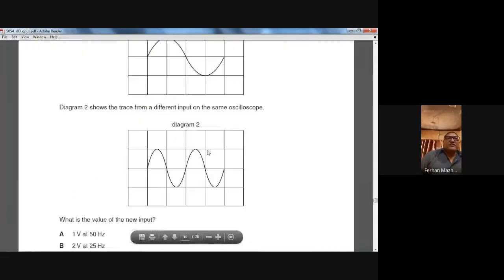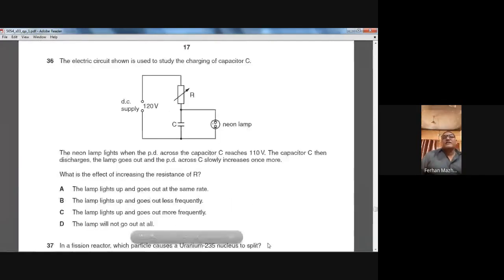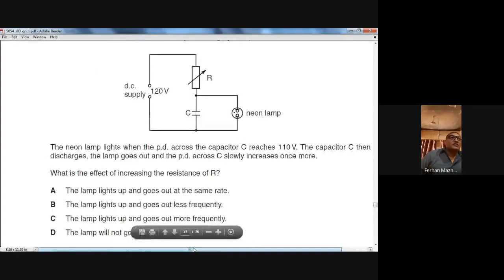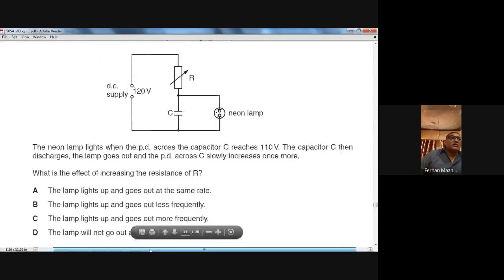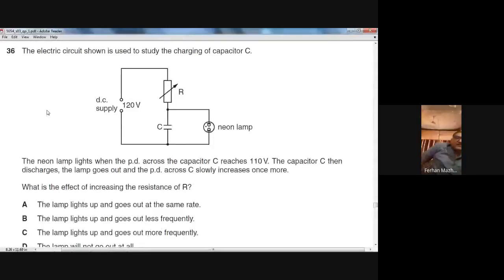You see, this was on the whole page, so I was not able to show it more clearly. Okay, now we can increase the size. The electric circuit shown is used to study the charging of the capacitor C. So this capacitor is being charged. The neon lamp lights when the potential difference across the capacitor reaches 110 volt. The capacitor C then discharges, the lamp goes out, and the potential difference across C slowly increases once more. What is the effect of increasing the resistance R?